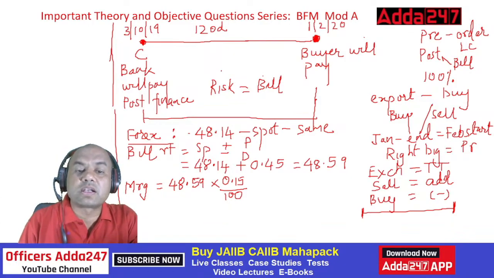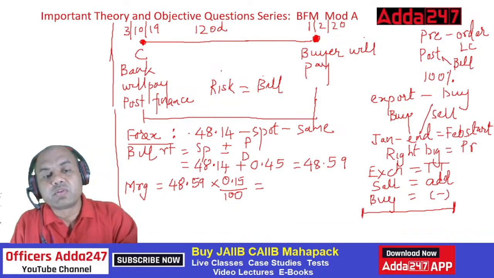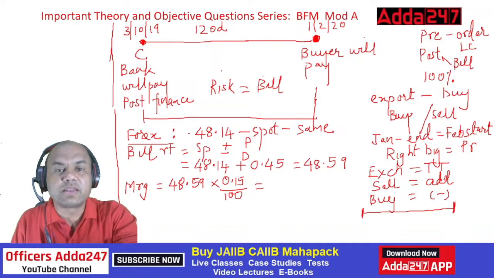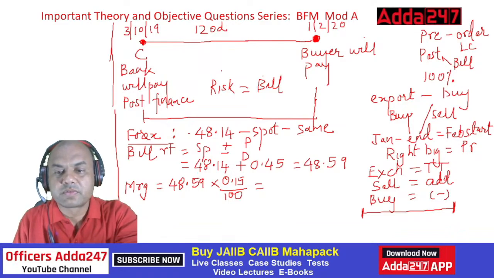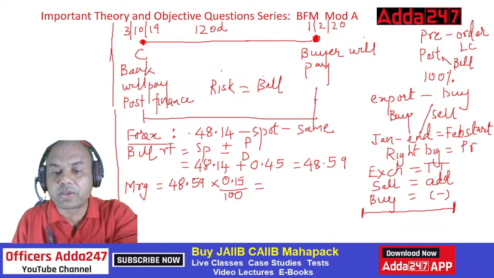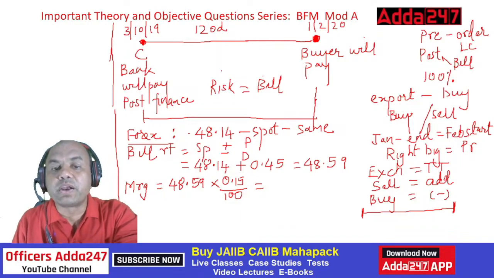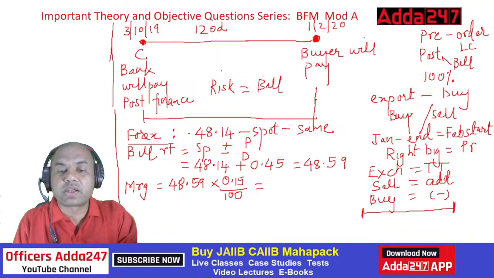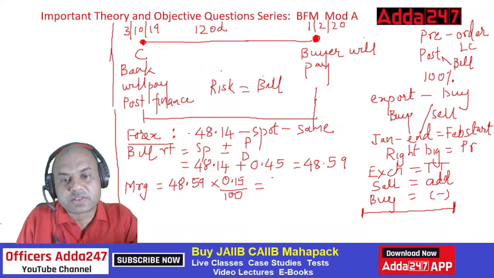Okay. So what is the rate now? 48.59 into 0.15 upon 100. Calculate it, everyone. What is the answer you are getting? Let me try it myself also. 48.59 into 0.15%, which means 0.15 upon 100, so 0.0015. So it becomes 0.072. What are you getting, guys? Are you getting the same? Let me see. Correct.